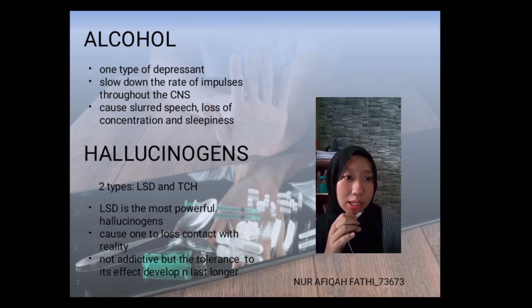The next one is hallucinogen, which is called a mind-manifesting drug. There are two common types of hallucinogen, which are LSD and THC. LSD is one of the most powerful hallucinogen drugs. It can cause one to lose contact with the real world. Things such as dreams and fantasies are very common effects of this drug.